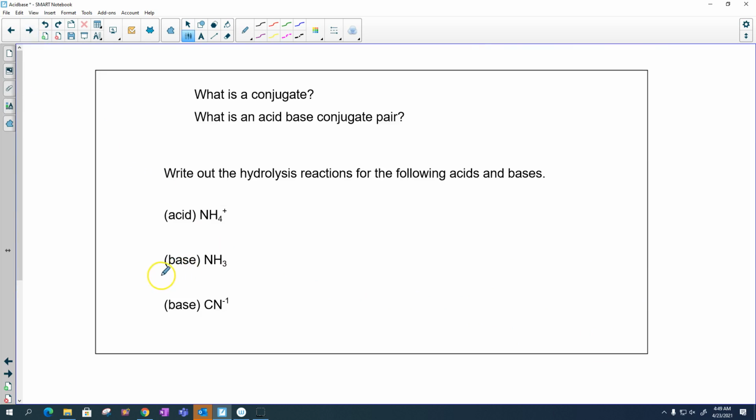Alright, what's a conjugate? What's an acid-base conjugate pair? This is reviewing some of the stuff we talked about earlier. A conjugate is basically the same substance on the other side of the reaction, with just a minus or plus an H plus ion. An acid-base conjugate pair are the ones we're linking. It's the same substance: the pair would be the reactant version and the product version. And we'll see some of those.